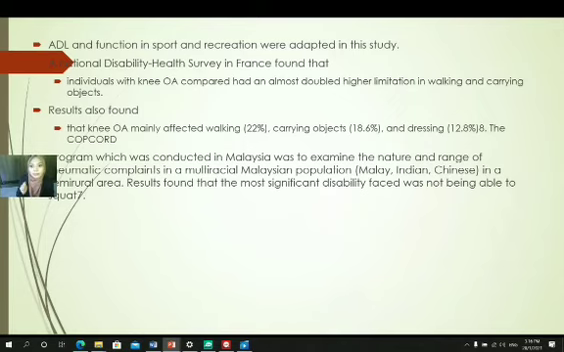The COPCORD program, which was conducted in Malaysia, examined the nature and range of rheumatic complaints in a multiracial Malaysian population of Malay, Indian, and Chinese in a similar area. The result found that the most significant disability was not being able to squat.